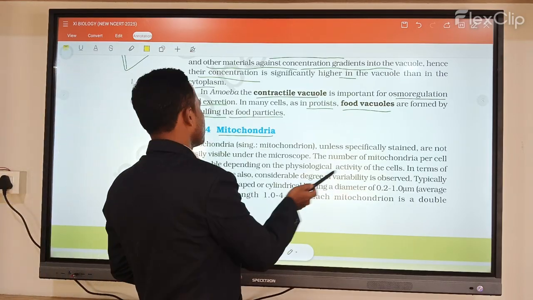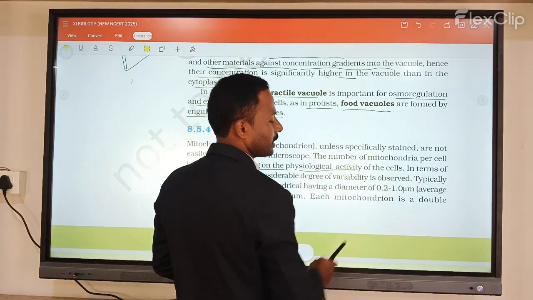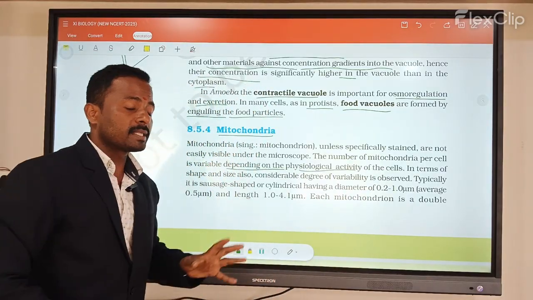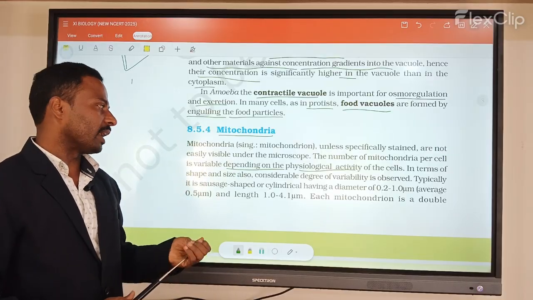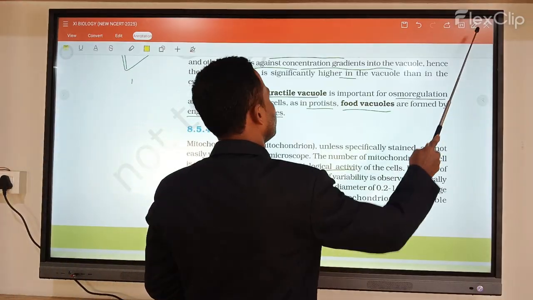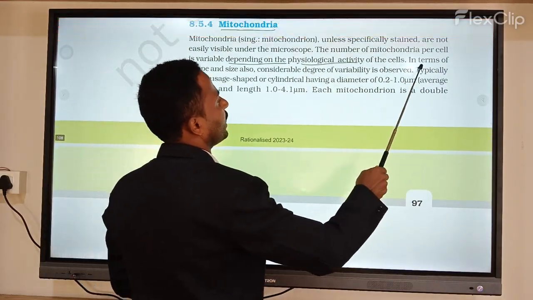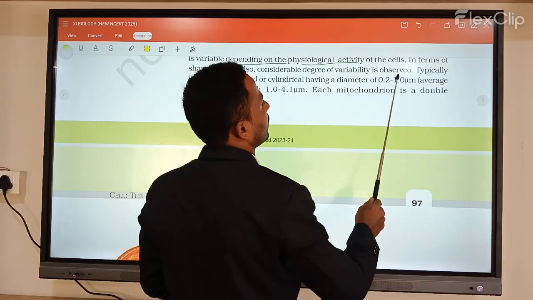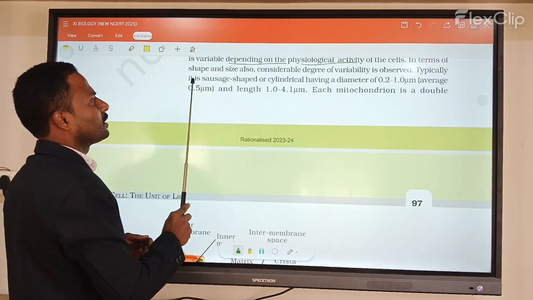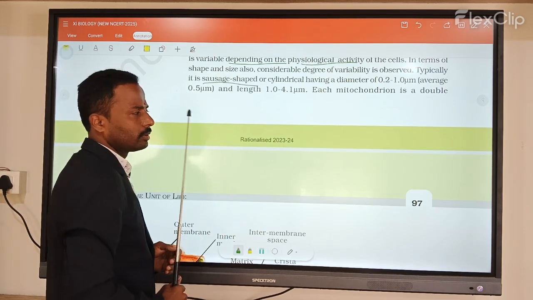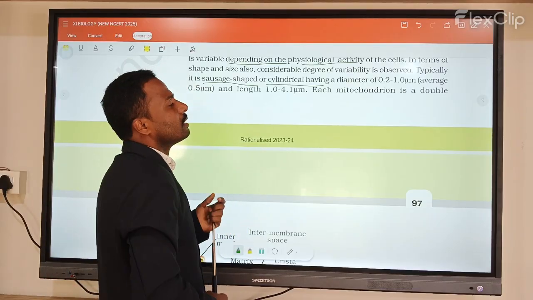Now, the number of mitochondria per cell is variable, depending upon the physiological activity of the cell. So mitochondria are present in different sizes and shapes depending upon the cell activity. In terms of shape and size, there is a considerable degree of variability. A typical mitochondrion appears sausage-shaped or cylindrical.